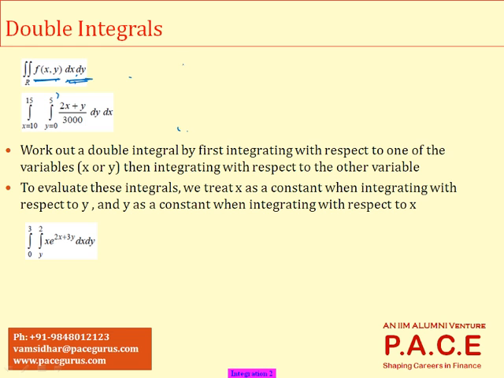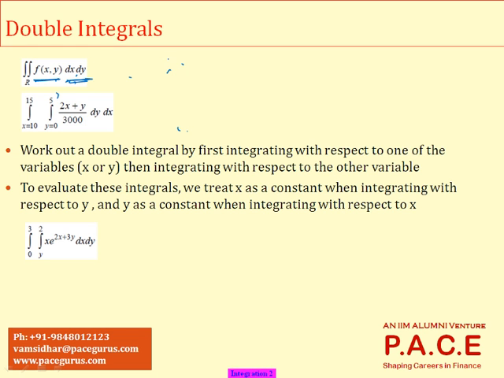So here f of xy, I may have to integrate with respect to x as well as y. In those kind of scenarios, the logic is straightforward. You do the integration first with respect to one variable, either x or y, it's up to you. You do the integration first with respect to one variable, then with respect to the other variable. So when you are doing it with respect to x, y will be a constant. When you are doing with respect to y, x will be a constant.